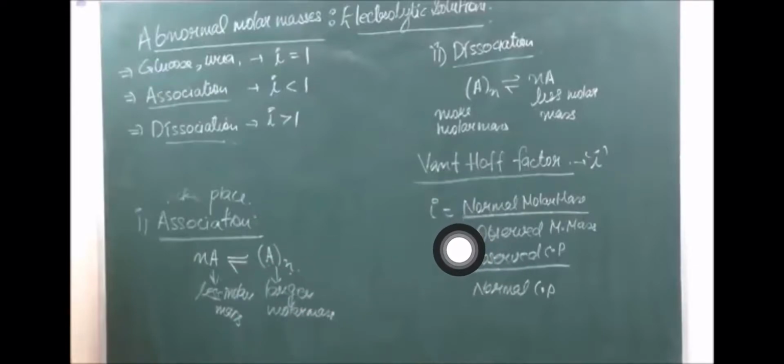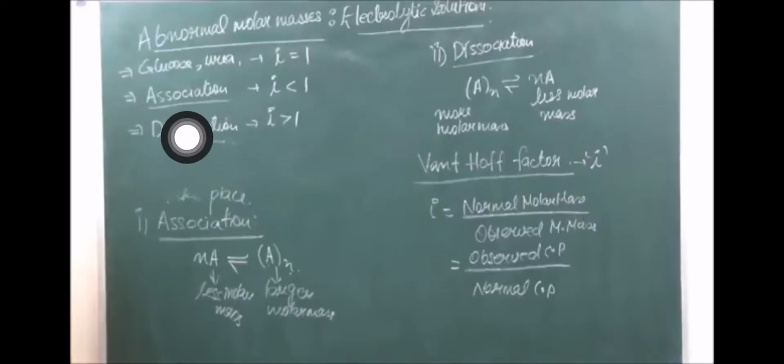But what we are observing is getting bigger, right? So i for association is what? That is normal upon observed, right? That is lower minus bigger one. So this is normal molar mass upon observed molar mass. For dissociation, what will it be? More upon smaller, right? And that's why here we have written in short form.